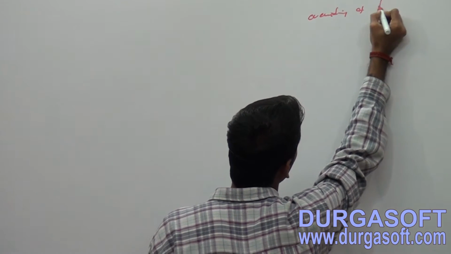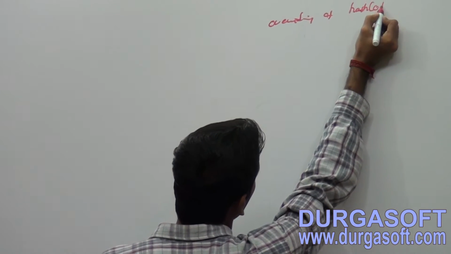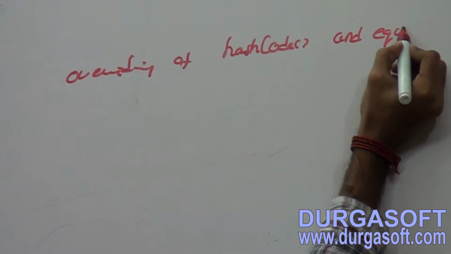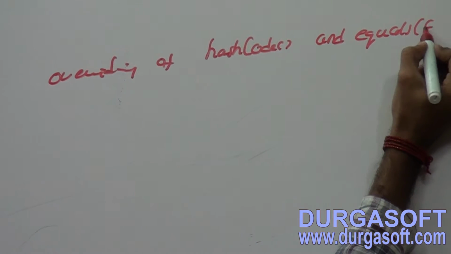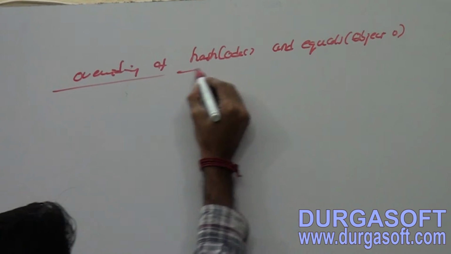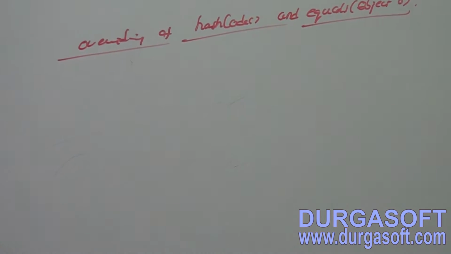Overriding of hashCode method and equals method. The equals method has an argument of type Object. Some people even call this the contract between equals and hashCode. Let us understand what exactly exists in this overriding of hashCode method and equals method. Okay, observe.